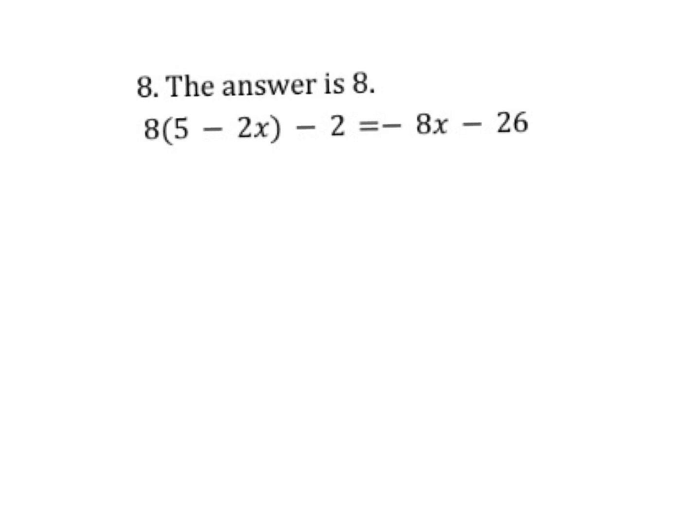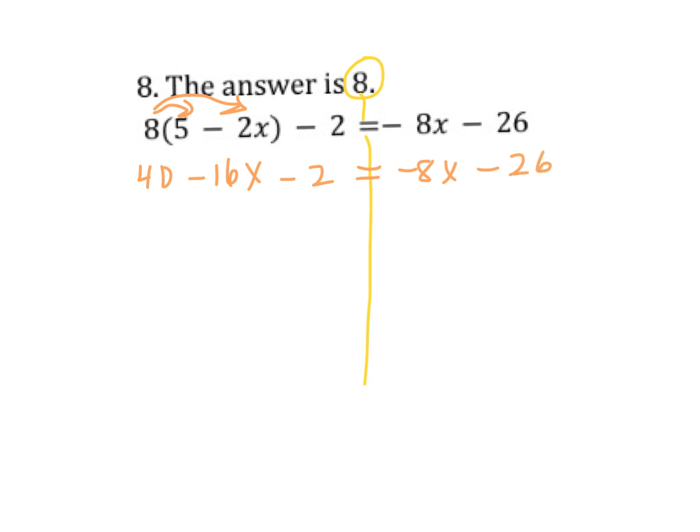Okay, this one looks like it has a lot of steps, but we'll just take it one at a time. We're trying to get an answer of 8. I see parentheses, which reminds me that I have to do the distributive property first. 8 times 5 is 40. 8 times a negative 2 is a negative 16x. And now I'm going to bring everything else down.